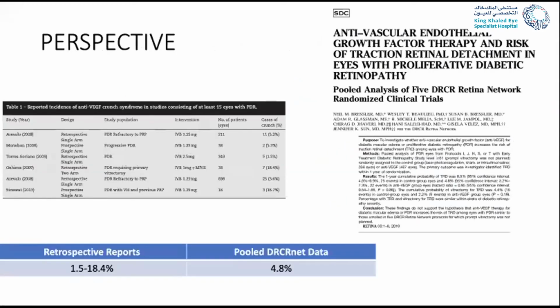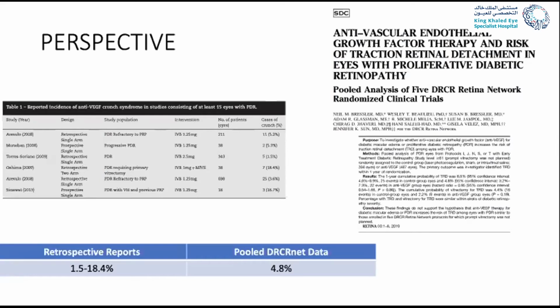So let's take a minute to put things into perspective now that we have these results. We have some retrospective analyses, and in their cases, we had an incidence ranging between 1.5% to 18% of patients who were receiving anti-VEGF developing eventually a crunch phenomenon. And in the more controlled setting of the DRCR pooled data, their result was that roughly 4.8% of patients that were receiving injections would develop a tractional component within a year.